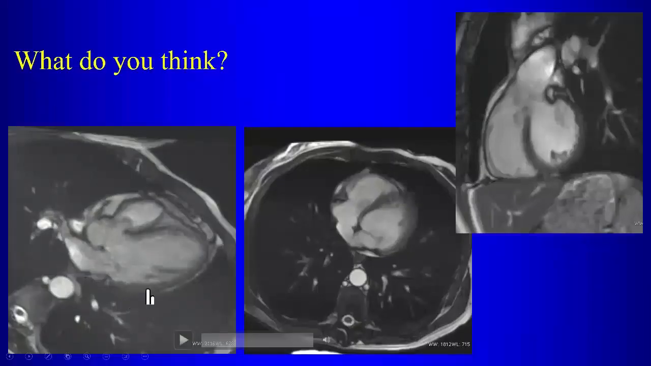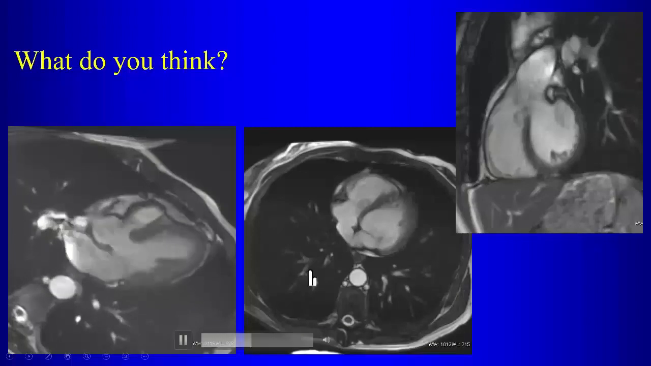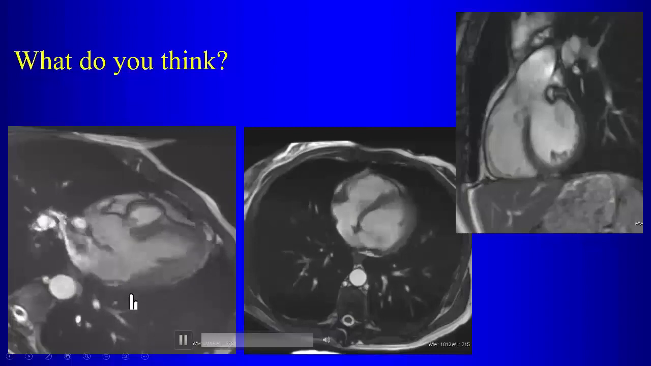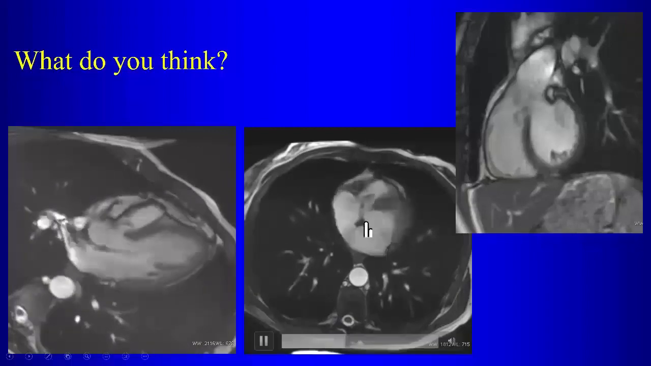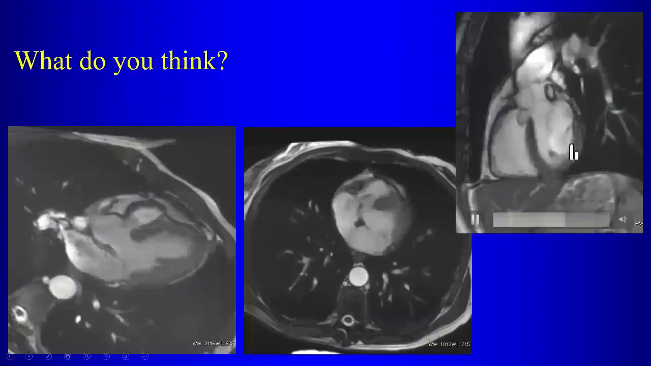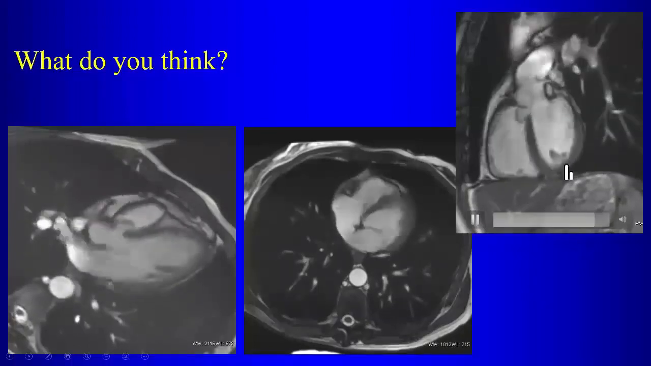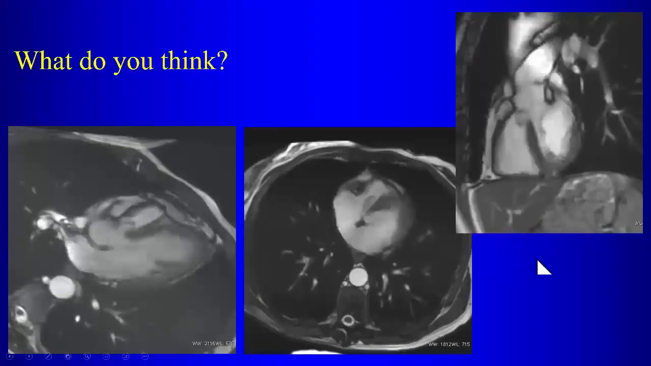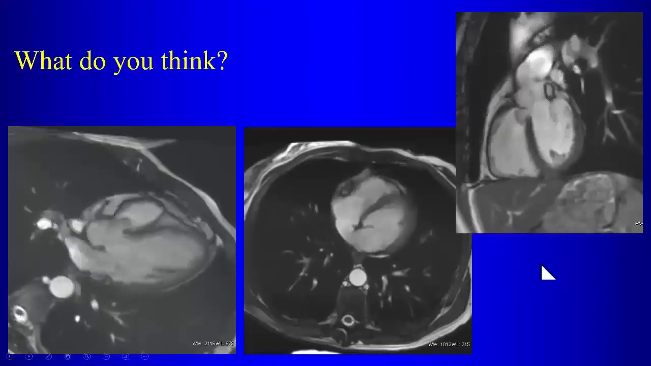Okay. All right, so let's talk about this case. Now, what kind of view is this? Like a three-chamber. Three-chamber, right? This one? Four, right? This one is kind of a sagittal view, so we're going through the left ventricle, the aorta, and the right ventricle here. Okay? Does anybody see an abnormality?